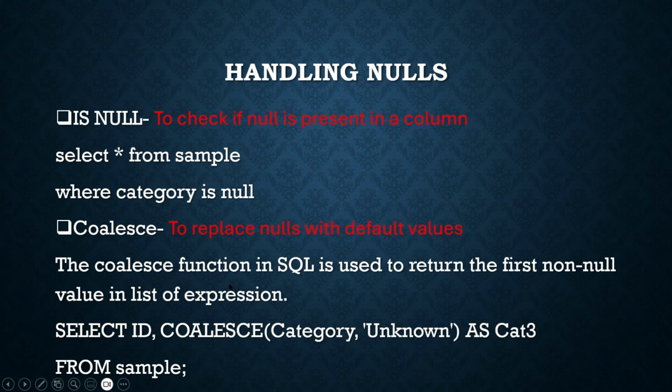The COALESCE function in SQL is used to return the first non-null value in a list of expressions. So it has two parameters, the column name and the default value that you have to mention here. So if you want to write a query, you can write something like this: select the column name, then the COALESCE function, column name, then whatever default value you want to put, from the table name. Now let's see how we can do this in MySQL.